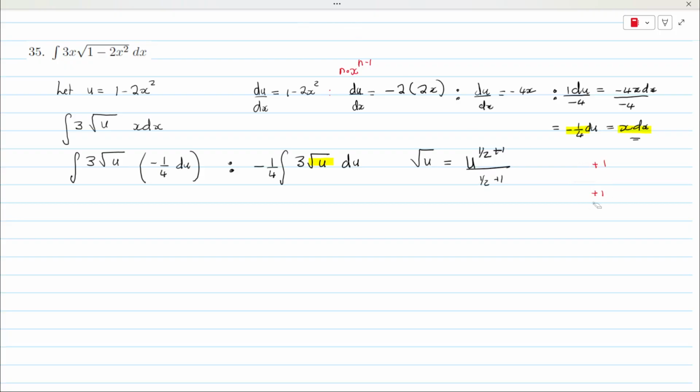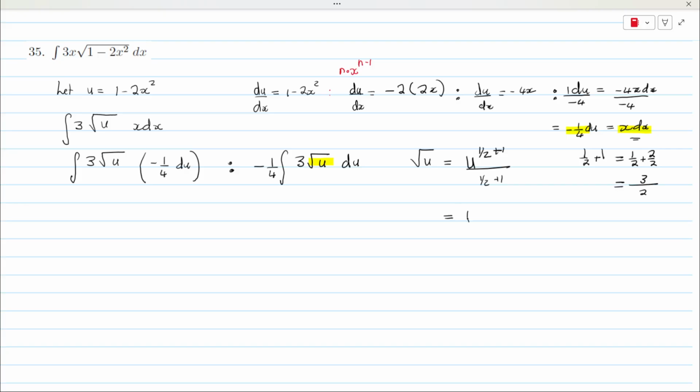Let me remove this. So I'm going to apply the rules for exponents in order to add this. 1 all over 2 plus 1 is the same as 1 all over 2 plus 2 all over 2. Because the denominators are the same, I add the numerators. So in the bottom is 2, and 1 plus 2 becomes 3.